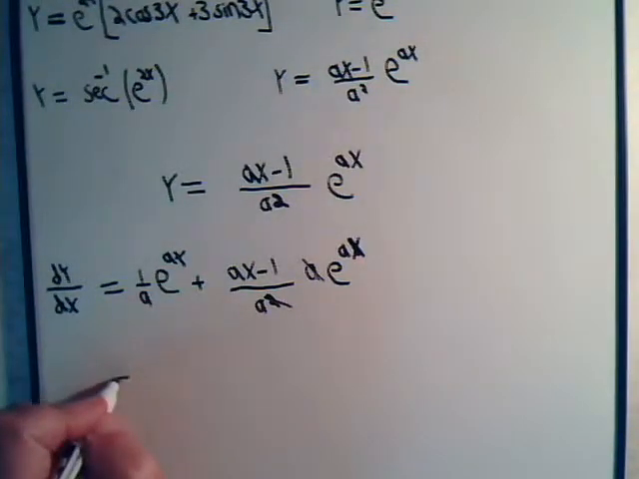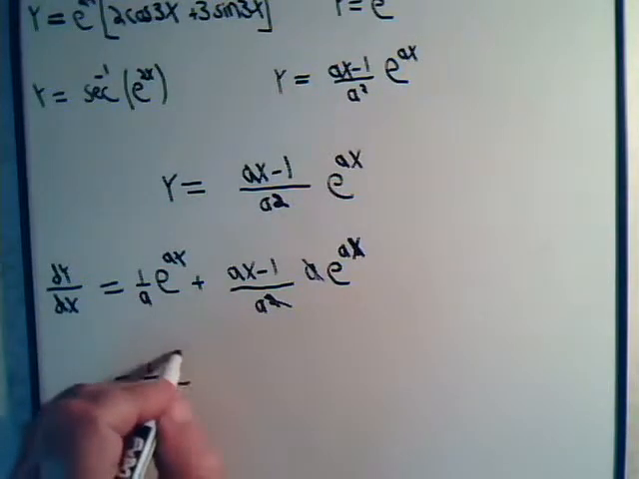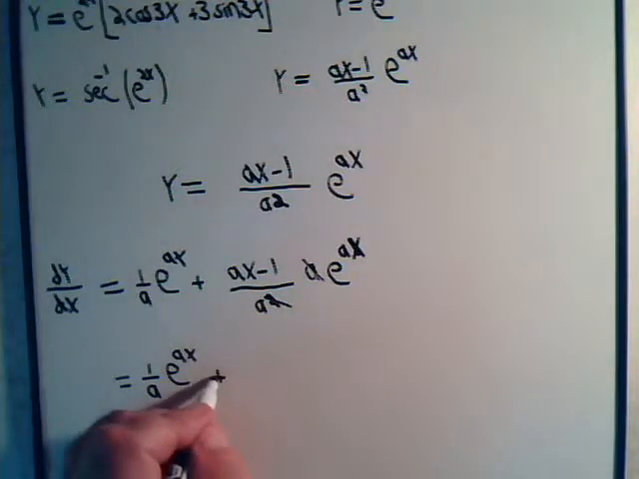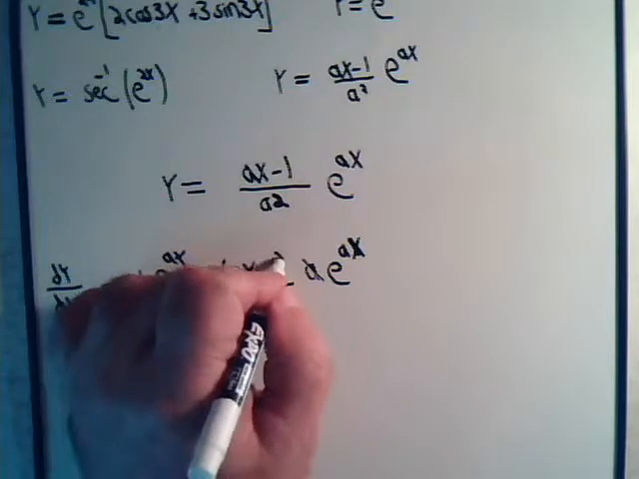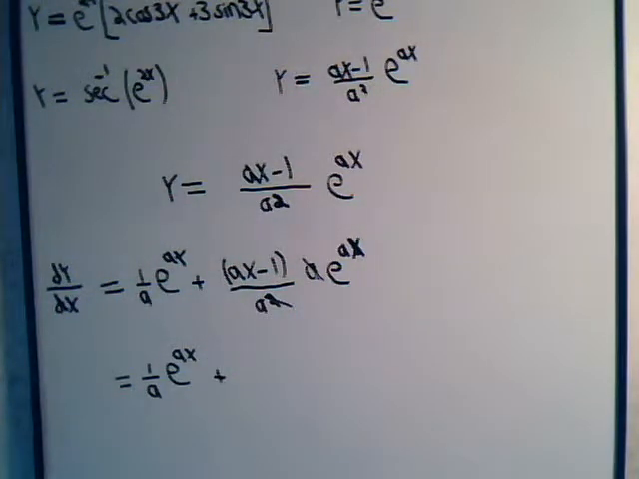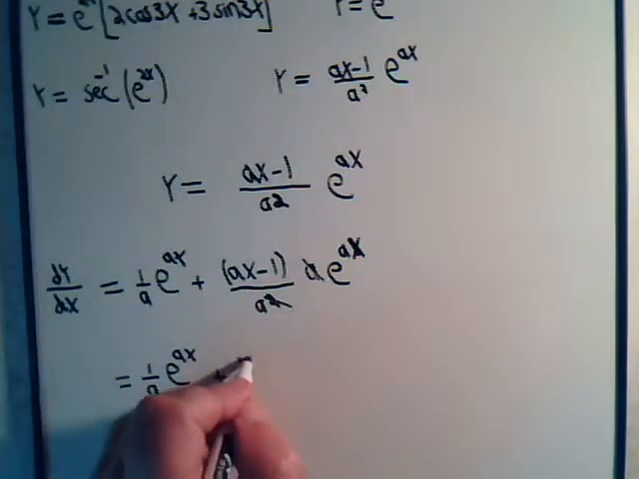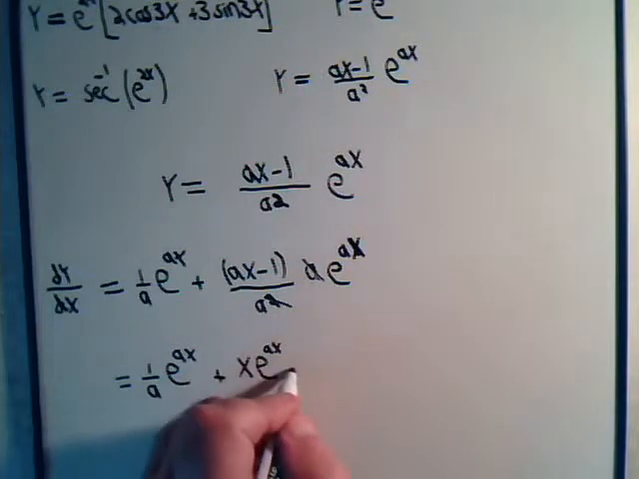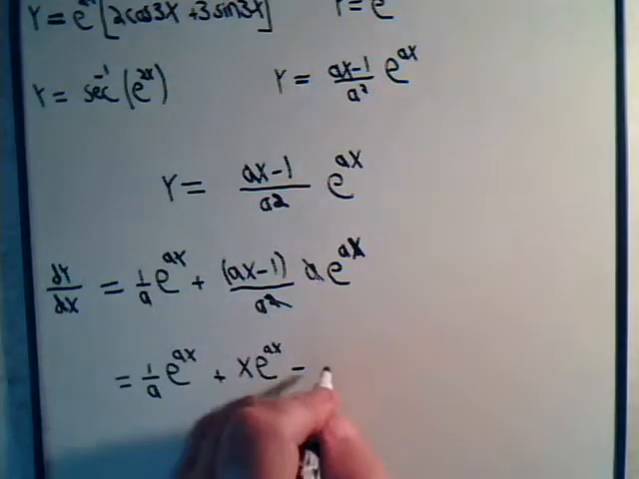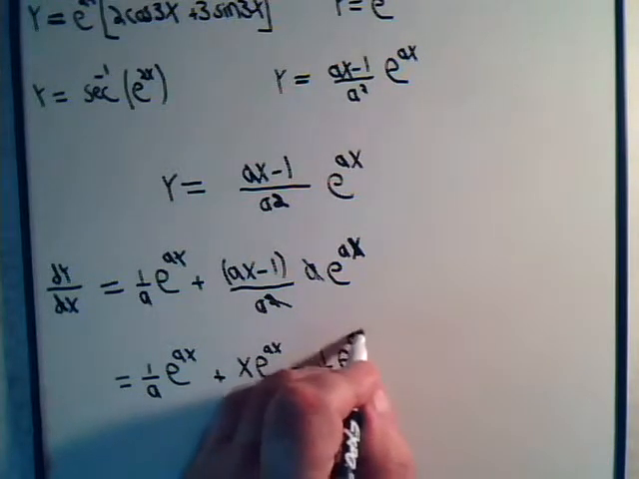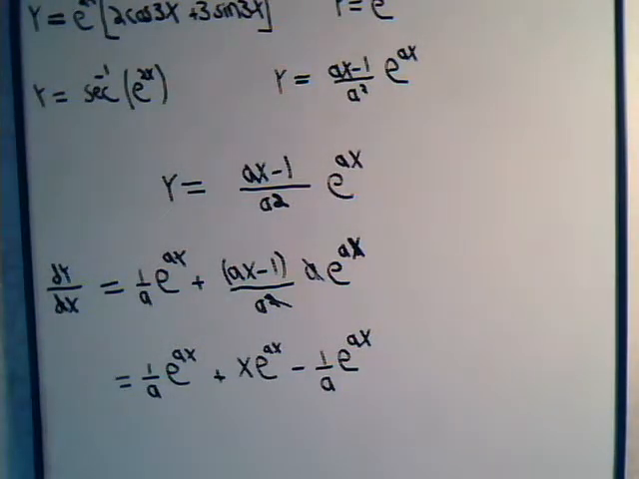So we have dy/dx equals 1 over a times e to the ax, plus, now here we have ax minus 1, this numerator, times e to the ax, divided by a. So ax divided by a is just going to be x. So we have x times e to the ax, minus 1 over a times e to the ax. And it looks like these are going to cancel out. So dy/dx is just x times e to the ax. So y equals this, and dy/dx is x times e to the ax.